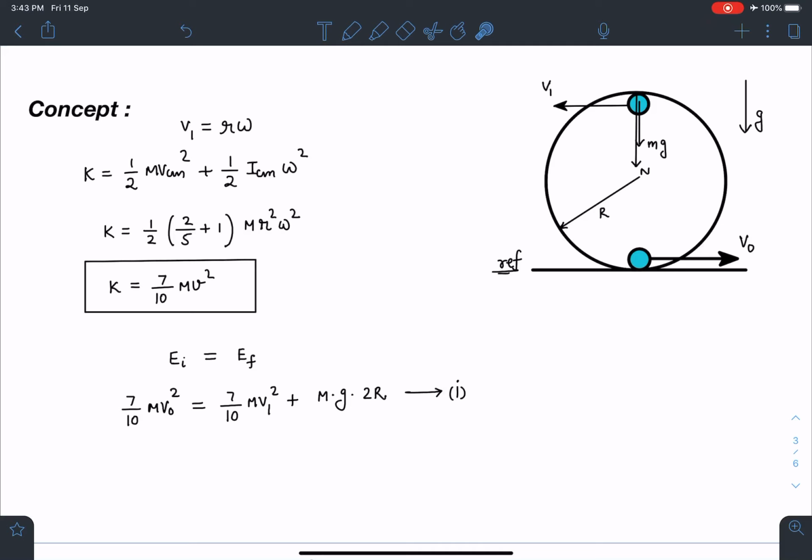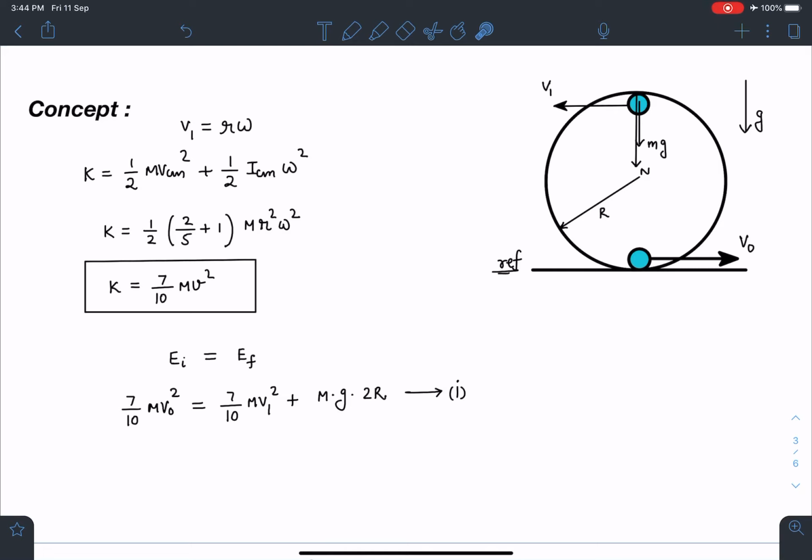For a body in combined motion, both translational and rotational motion, the kinetic energy can be written in this manner. K is equal to half m VCM square plus half ICM omega square. Now I can write m VCM square, and ICM is 2 by 5 m r square, r square omega square is v square. So when I combine that, I get half into 1 plus 2 by 5 m r square omega square. So I get this kinetic energy as 7 by 10 m v square when I add both translational and rotational kinetic energies.